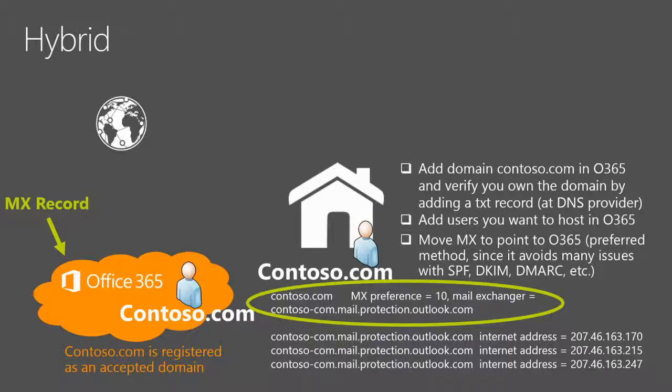Now, this is not a mandatory step. A lot of organizations prefer to keep their MX record pointing to their organization, even in a hybrid situation. But the preference would be to move the MX record over, just because it has fewer routing complexities and reduces the chances of your mail being marked as spam. We can talk about that later. I'll walk you through the best practice here of moving the MX record to Office 365, in which case contoso.com gets an MX record that points to contoso-com.mail.protection.outlook.com with a bunch of IPs that are specific to the region.